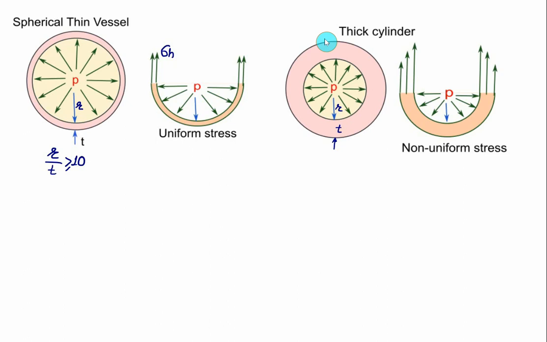We are not discussing the thick type of cylinder here, rather we are discussing the thin vessel, either spherical or cylindrical, and therefore we will consider the distribution of the hoop stress and the normal stress to be uniform over the given thickness t, whereas in the case of a thick cylinder we have a non-uniform distribution. Now we are going to derive the equation for the hoop stress and the longitudinal stress in the case of a cylindrical vessel, and then we will discuss the thin spherical vessel.